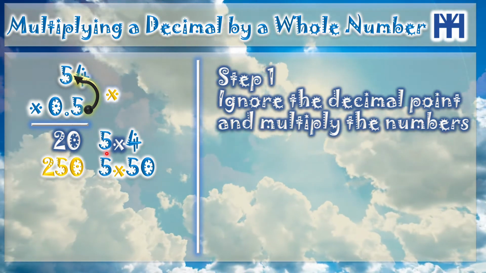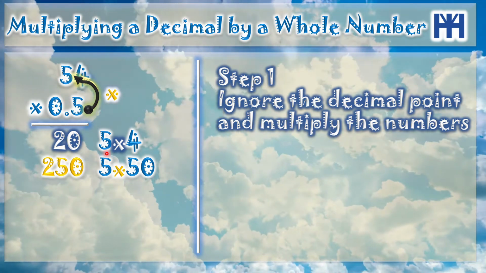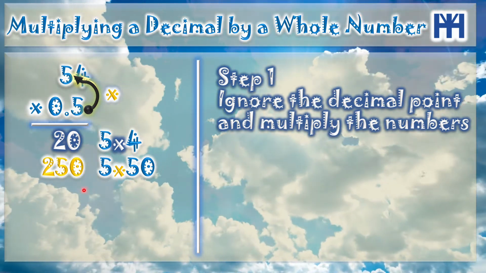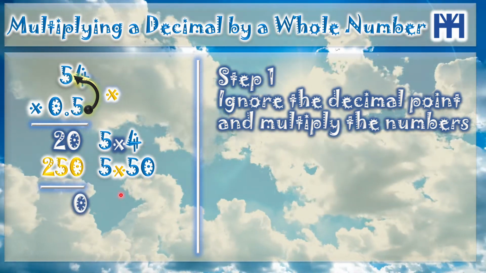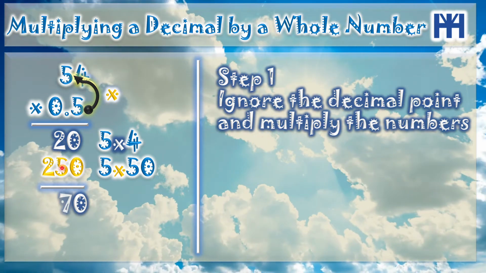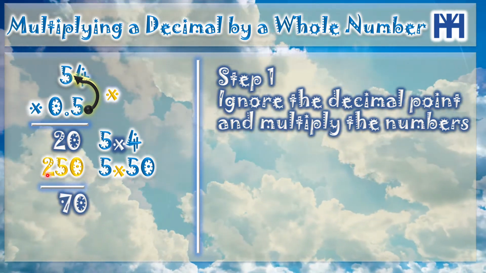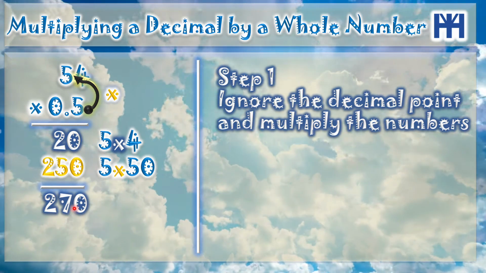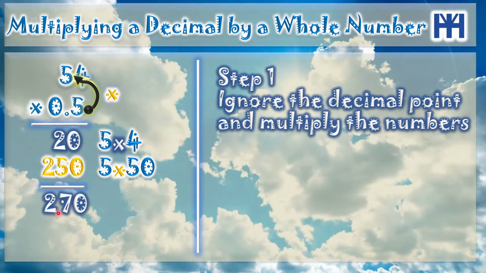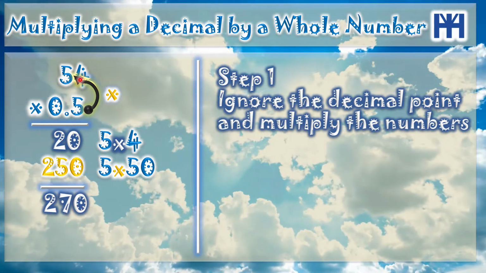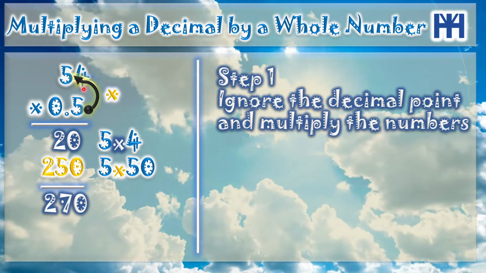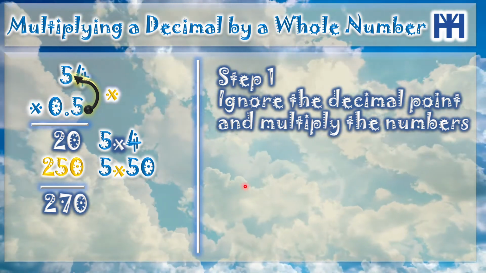Okay, we totally ignored it. Then after that, you will add them: 0 and 0, 0; 2 and 5, 7; then plus 2 and nothing is 270. So this is the result of 5 multiplied by 54, not 0.5 times 54. So how to fix that?